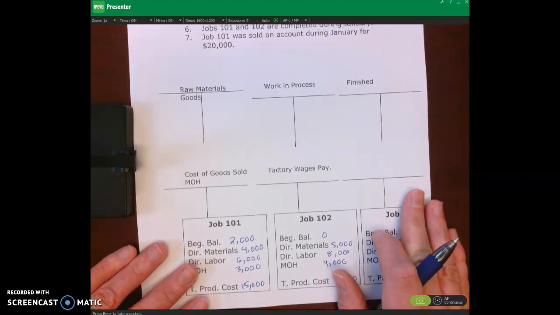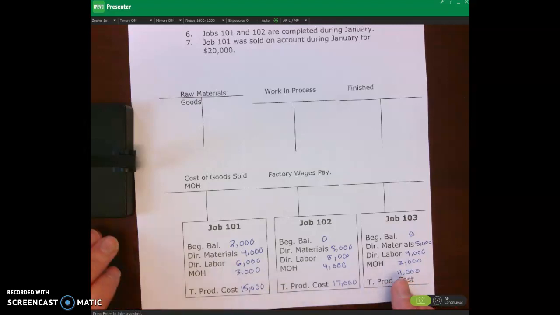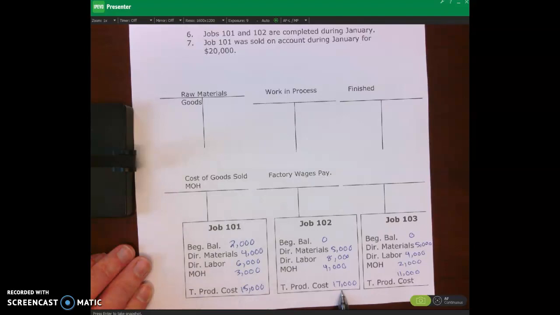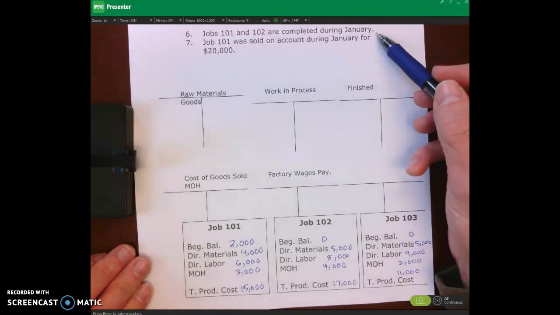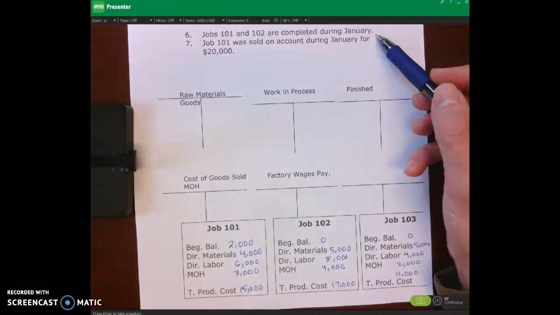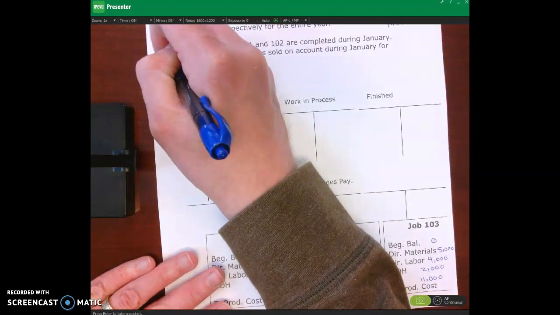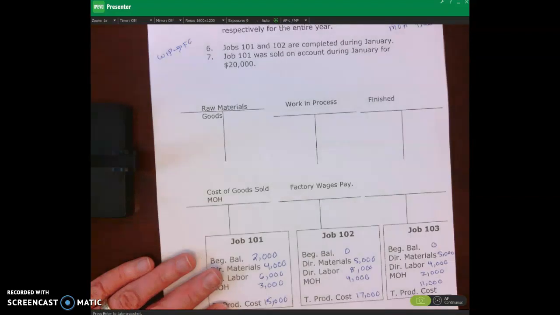Okay? So now we can do number 6 because it says jobs 101 and 102 are completed. So what's the total cost of jobs 101 and 102? $15,000 plus the $17,000 gives me $32,000. And then I need to think about the journal entry to record the transaction when we've completed a job. Remember what happens is it moves from work in process to finished goods once it's completed.